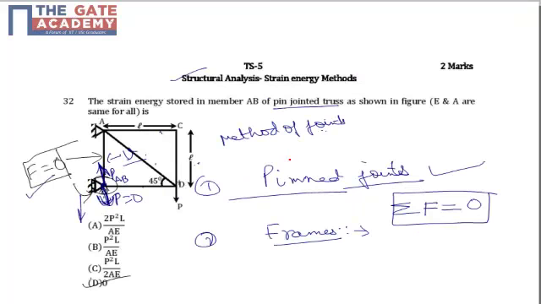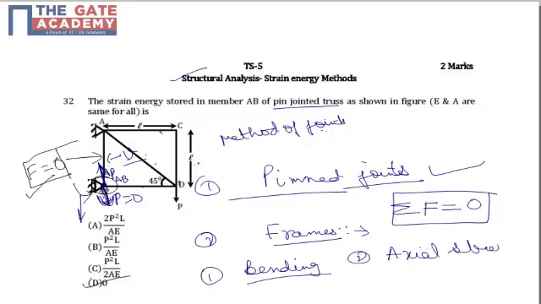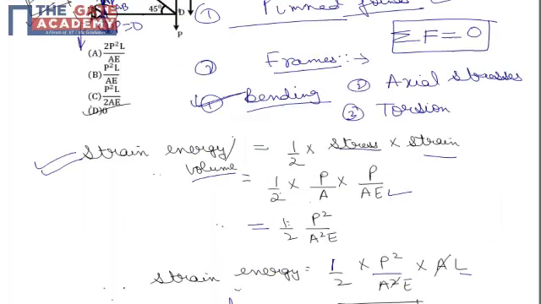Now if we talk about frames, in frames, as we know, we have bending, we have axial deformations that result in axial stresses, and we also have torsion. But the most significant of all these three is bending. And the expression for strain energy per unit volume for bending in frame members is given by half into M square x upon EI, and this is also an expression per unit volume for frames.